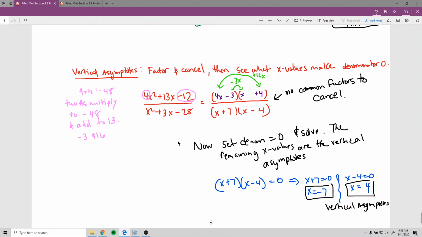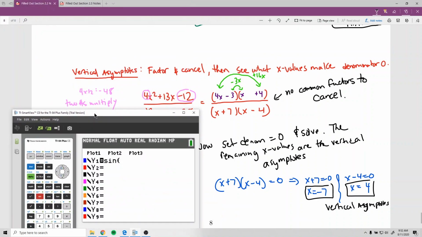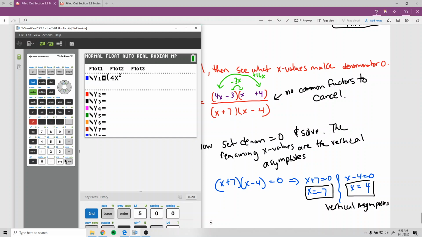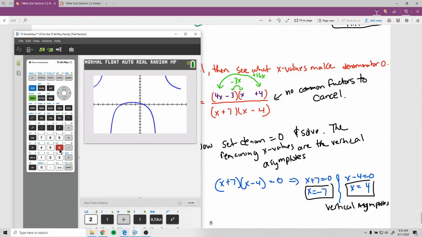Right. And what I'll go ahead and do is just graph this function so you can see the vertical and horizontal asymptotes. Go back to our graph. We have 4x squared plus 13x minus 12. Got my parentheses. And we divide that by x squared plus 3x minus 28. And then hit zoom 6, make sure you're in the standard window.